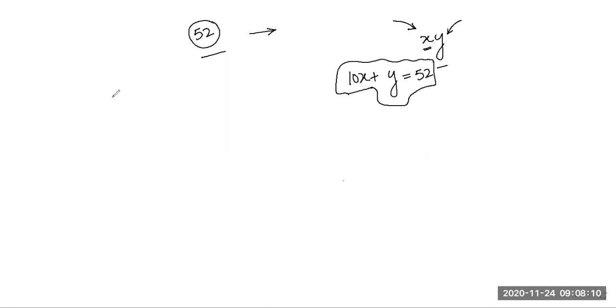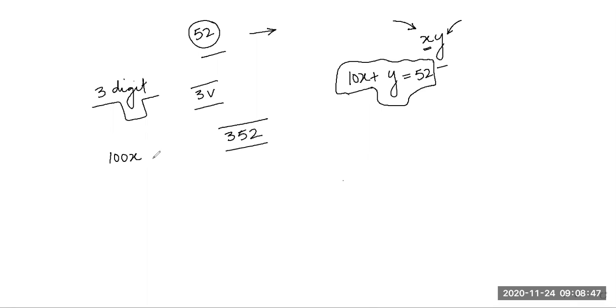Suppose I have another example. Somebody says, I have a three-digit number. I'm going for a linear equation in three variables. The value of the number is 352. So, can any student tell me the linear equation in three variables? I'll be very happy. So 100x plus 10y plus z. Beautiful. 100x plus 10y plus z is equal to 352.